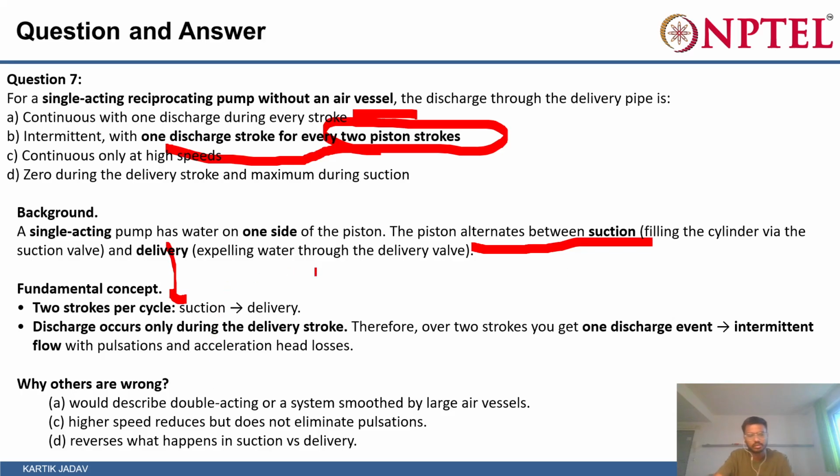And why are the others wrong? You know that it is not continuous at high speed. It uses high pressure, but it delivers an intermittent discharge rate. And though it is highly efficient, the energy requirement is quite high.